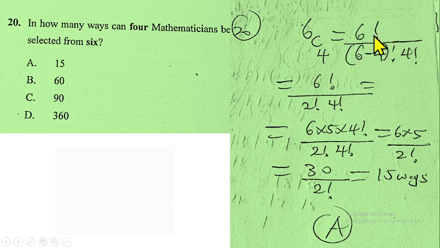Then that should give us 6 factorial over 6 minus 4 factorial times 4 factorial, where 6 minus 4 is 2 factorial. Then from there you can expand this to be 6 times 5 times 4 factorial, so that 4 factorial can cancel your 4 factorial here. You have 6 times 5, which is 30, divided by 2 factorial, which is 2. So 30 divided by 2 will give us 15. That means we have 15 ways in which this can be done. So option A is the correct option for question number 20.